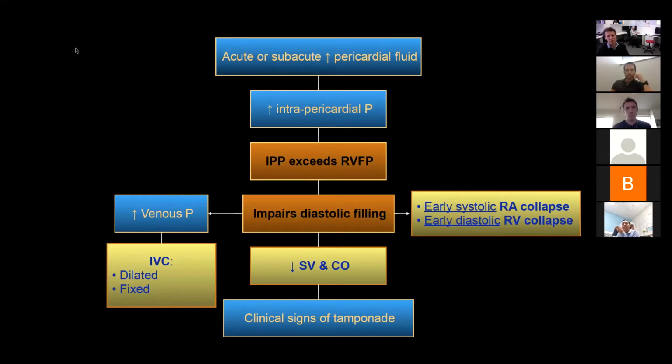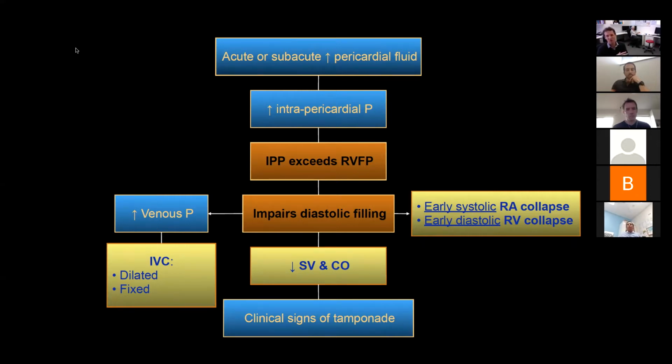So first of all, you've got to have fluid in the pericardium, obviously. You've got your visceral and your parietal pericardium. You've got to have fluid that's sitting in that pericardial space. When that fluid gets to a certain pressure, it is going to exceed the pressure that's sitting inside the cardiac chambers, particularly the right atrium, right ventricle, and left atrium.